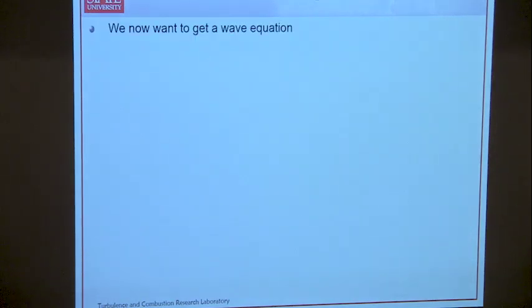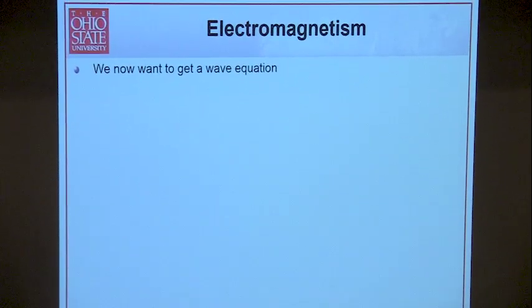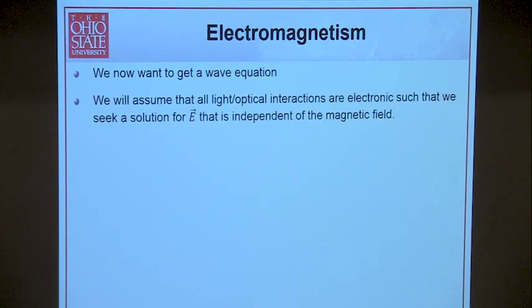Our whole idea from using these is that we want to know how light is going to propagate, so we need a wave equation. The first thing is we're going to assume that all light and optical interactions are electronic, such that we can get a solution for E that's independent of the magnetic field.